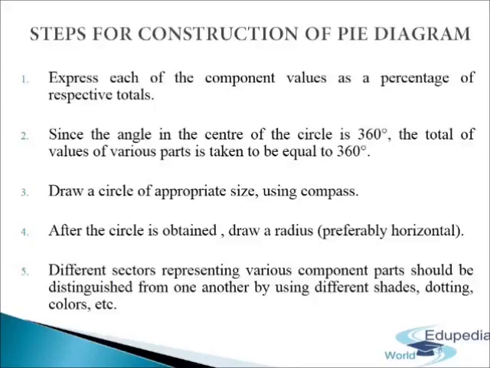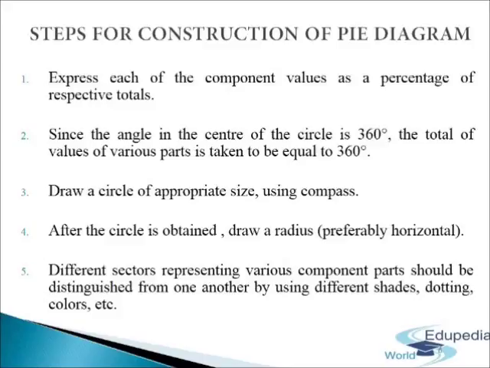Second, since the angle in the center of the circle is 360 degree, the total of values of various parts is taken to be equal to 360 degree. To convert in percentage, first we will divide 360 by 100, which will come 3.6. Area of the circle covers 360 degree, that is 100% area covers 360 degree. Therefore, 1% area covers 3.6 degrees. Third step, draw a circle of appropriate size using compass.